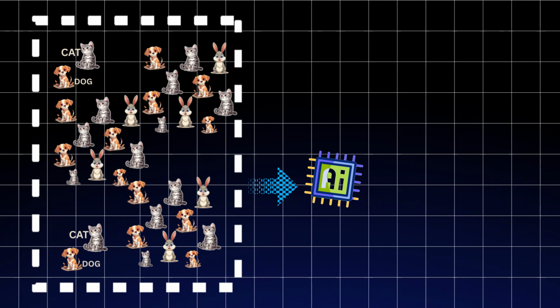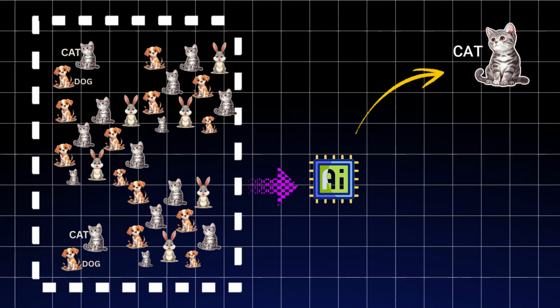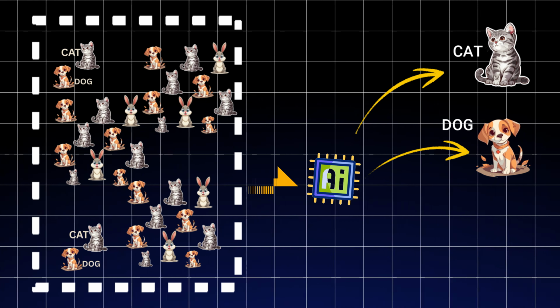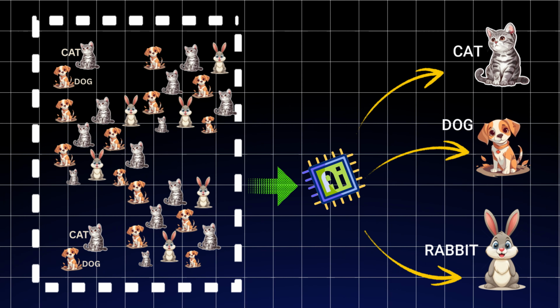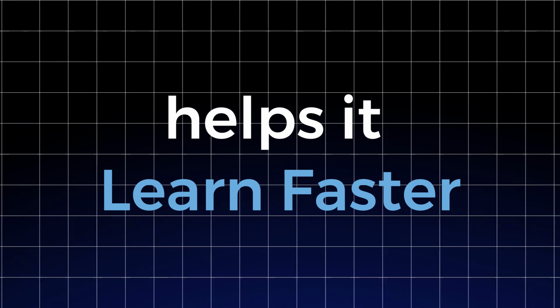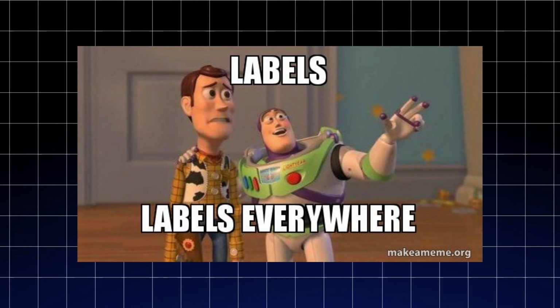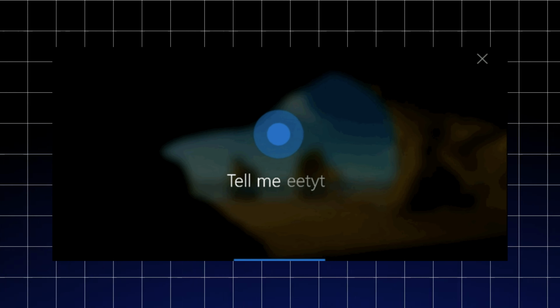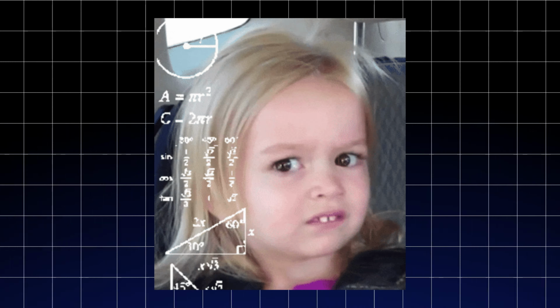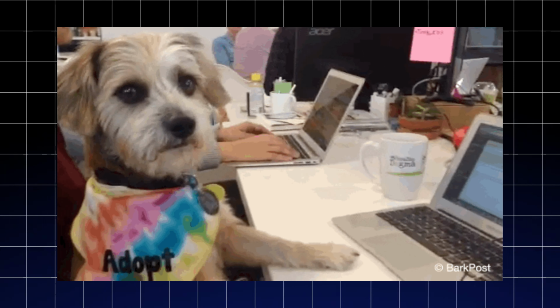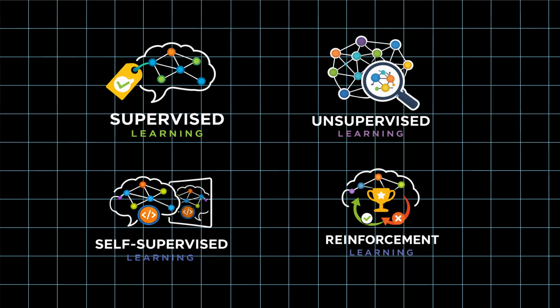The model uses the few labeled examples as a guide and tries to teach itself the rest. Images that look like the labeled cats get classified as cats, similar looking dogs become dogs, and the leftover floppy eared creatures finally get recognized as rabbits. This blend of a small labeled set with a large unlabeled set helps it learn faster without you manually labeling every single image. It shows up in speech recognition, medical imaging, and fraud detection. It's part genius, part guesswork. Like a developer who read half the documentation and decided they understood the entire API.